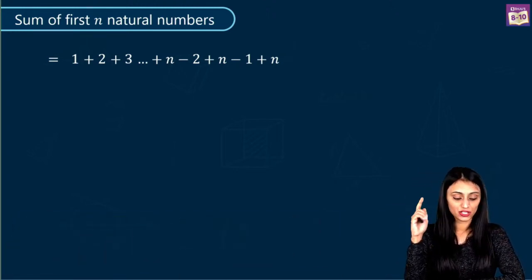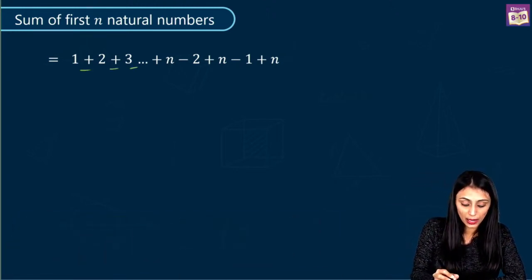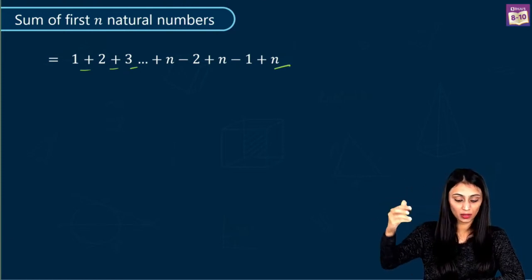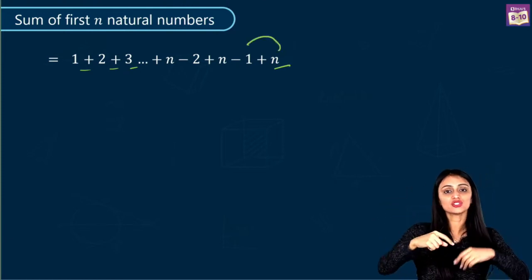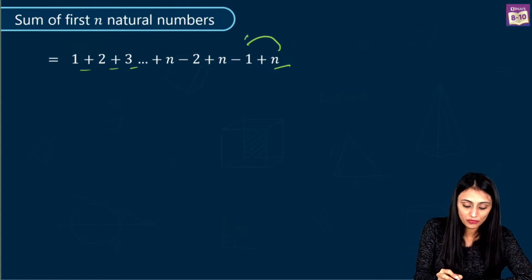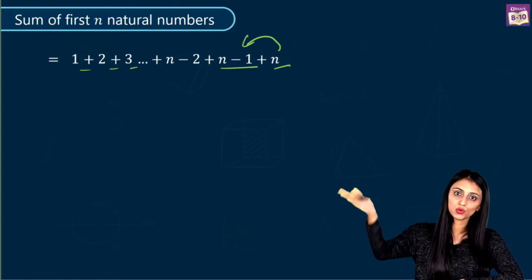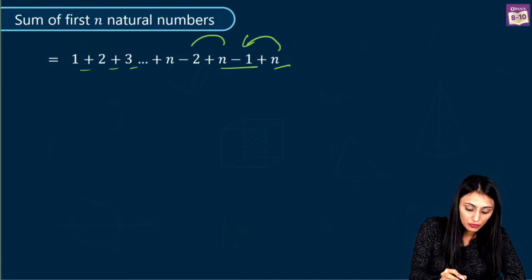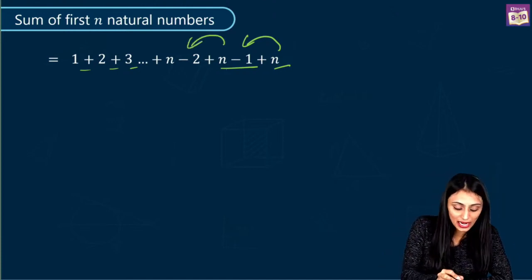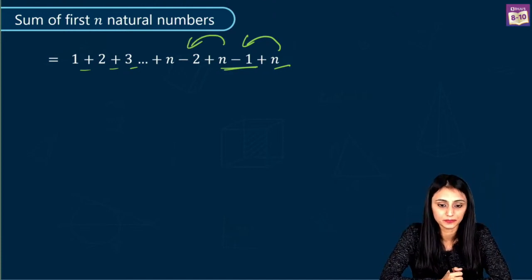Okay, so first n natural numbers. So 1, 2, 3 up to n, right? In each term there is a difference of 1. So the term before this would be what? That would be n minus 1. We subtract 1 to go to the previous term. And the term before this would be n minus 2, if I subtract 1 from here, correct?